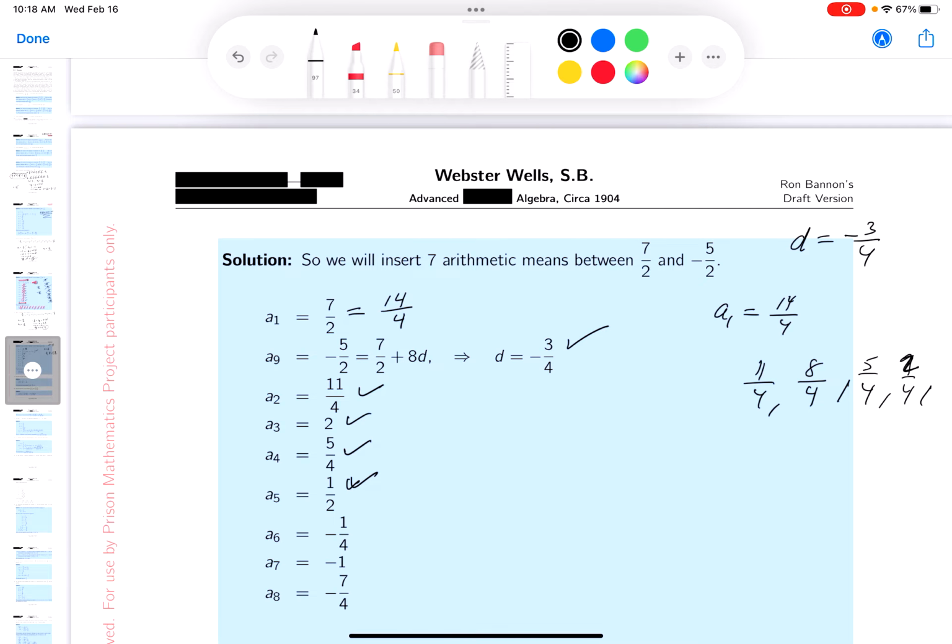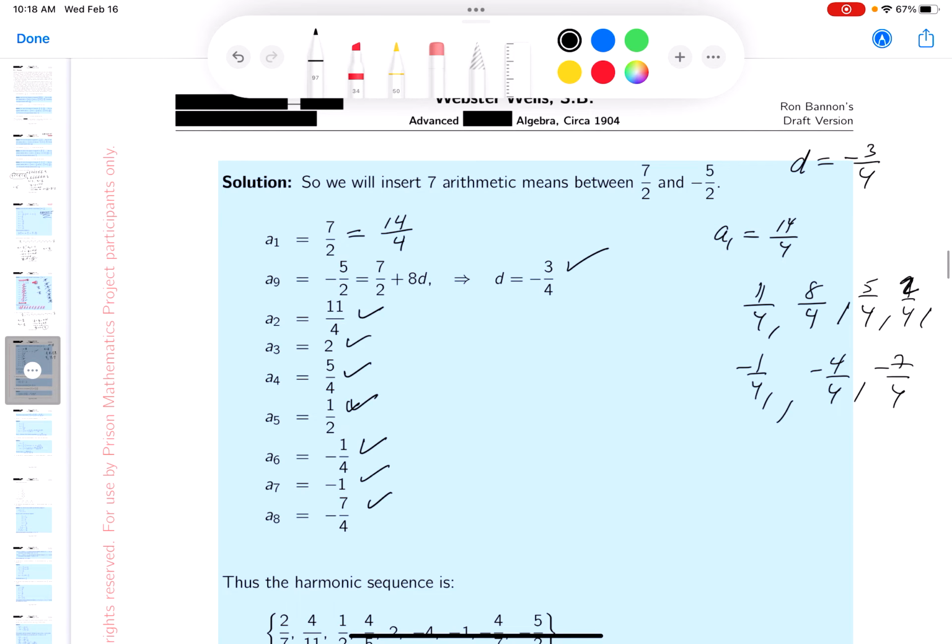What's the next one going to be? Minus 1 quarter. What's the next one going to be? Minus 4 quarters. What's minus 4 quarters? Minus 1. What's the next one going to be? Minus 7 quarters. You could do this all day long, all right? I want to do the next one. I want to do A9. What's that going to be? Well, let's see. That would be minus 10 quarters, right? What's minus 10 quarters? Minus 5/2.